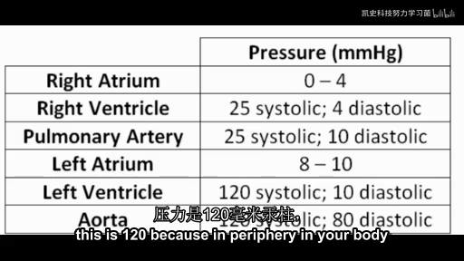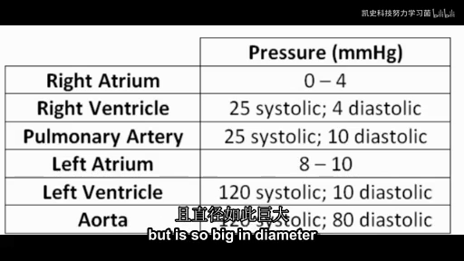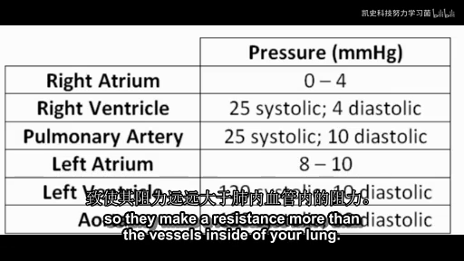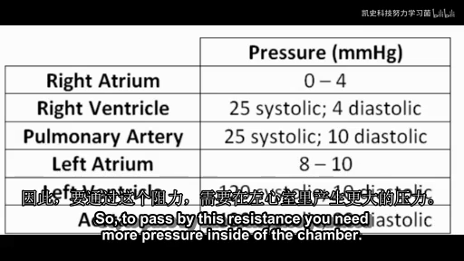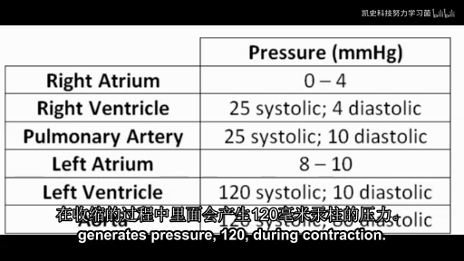It's because in the periphery of your body you have a huge amount of vessels with such a big diameter that they make more resistance than the vessels inside of your lung. So to pass by this resistance, you need more pressure inside of the chamber. That's why the left ventricle generates a pressure like 120 during the contraction.